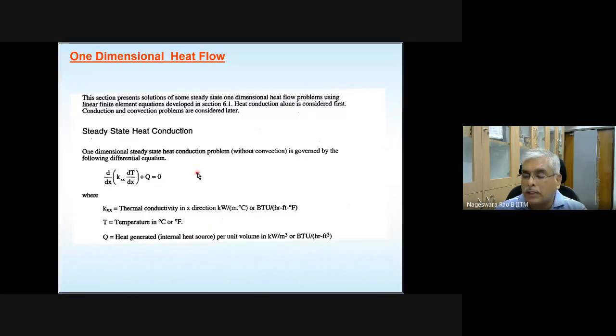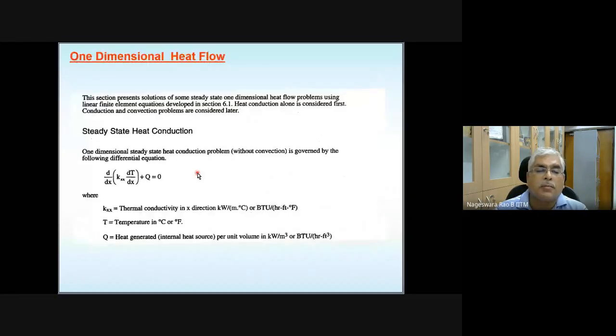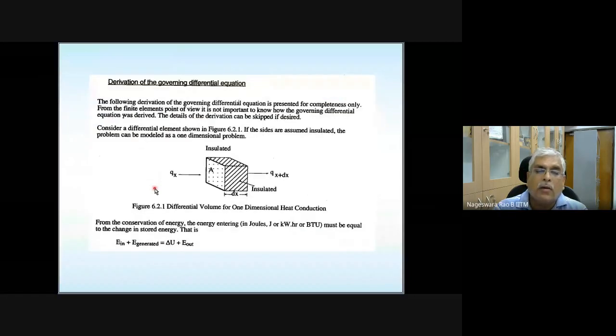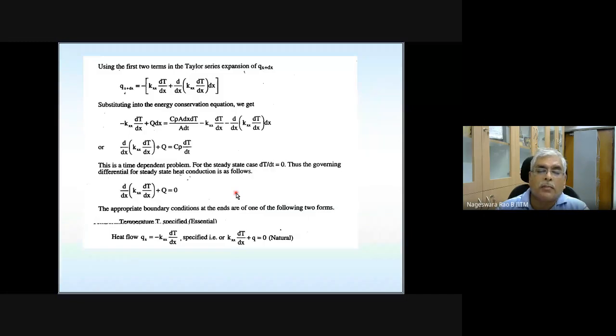This is the governing differential equation. What are the corresponding boundary conditions? Boundary conditions can be temperature specified. All the details of how this equation is obtained are given here. It's nothing but based on the conservation of total heat that is coming in and leaving. Based on that, you can derive this. And all this you can go through if somebody is interested.